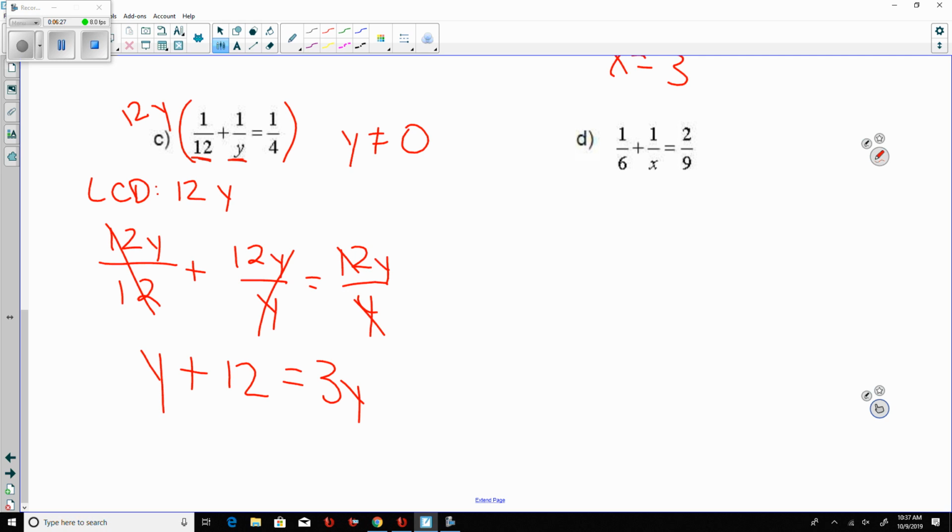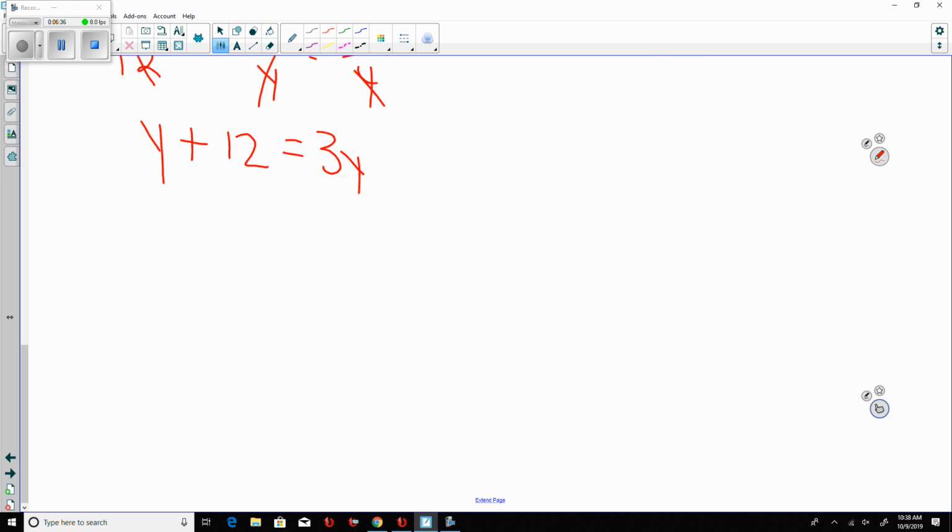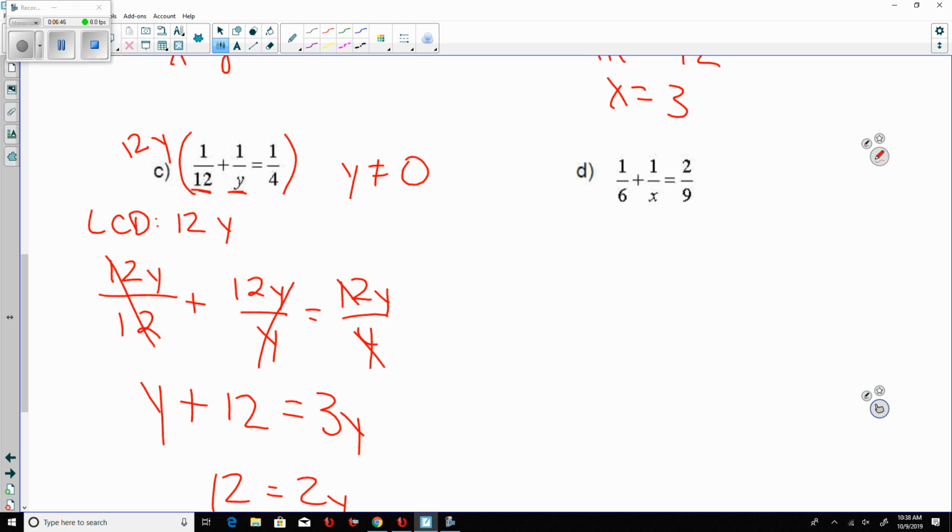Okay, does everyone see how that happened? So now you have a basic algebra problem. Bring the y over, 12 equals 2y, divide by 2, y equals 6. Okay, yes, go back and check. Also, make sure that it's not one of these right here, where it doesn't equal. Okay, we haven't seen it yet, but we will. Okay?